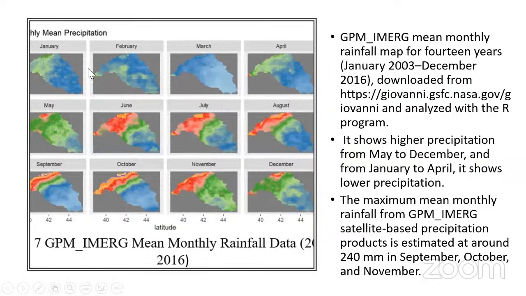This one also gives us quite different results. We can see that November and December have higher rainfall than the other product when we compare. So it shows higher precipitation from May to December, and from January to April we can see that there is a slight rainfall.